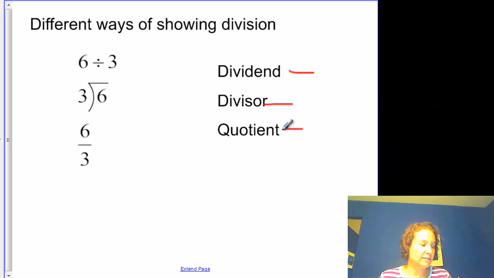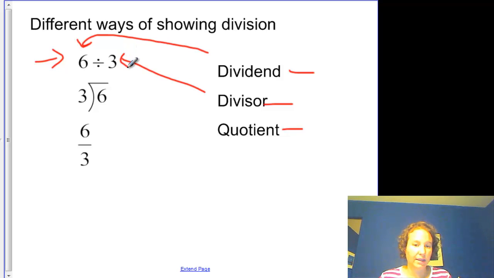So if I look here at this first problem right here, the dividend, the number that's being divided, would be the 6. The divisor is the number you're dividing by. That would be the 3. And then if I want to say the quotient, well, the answer to that division problem would be 2, and that would be my quotient.